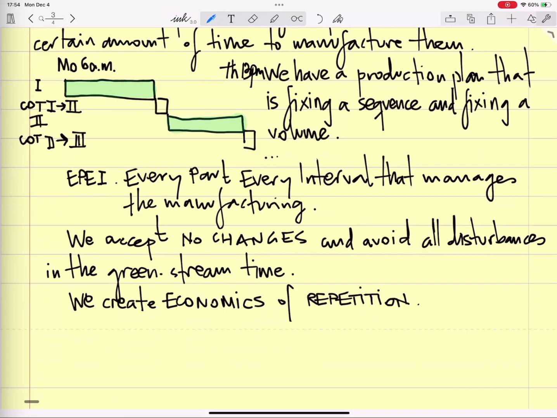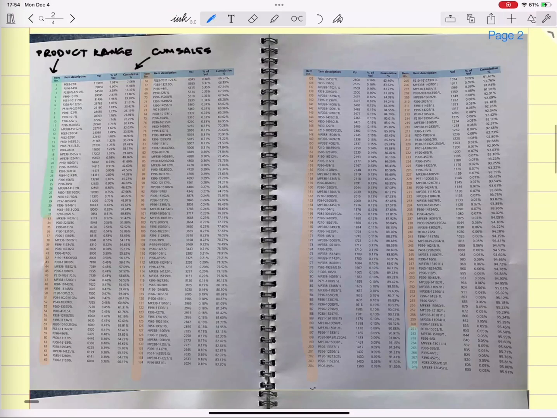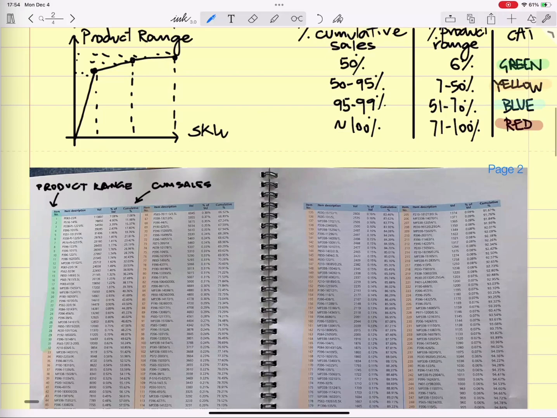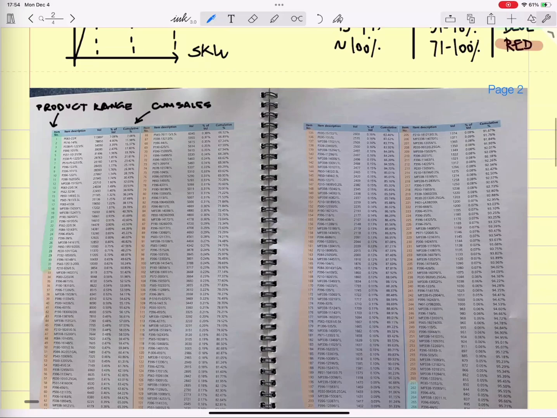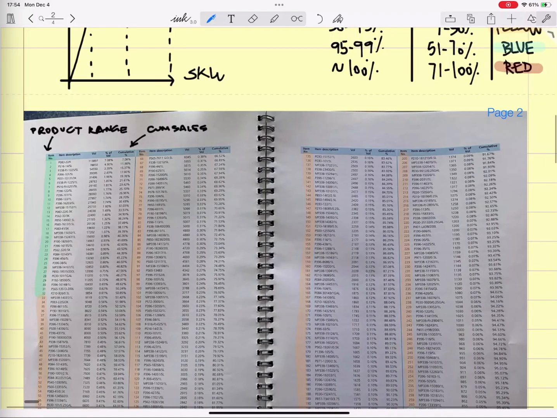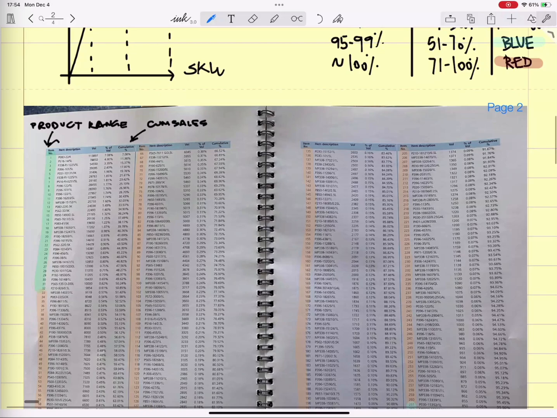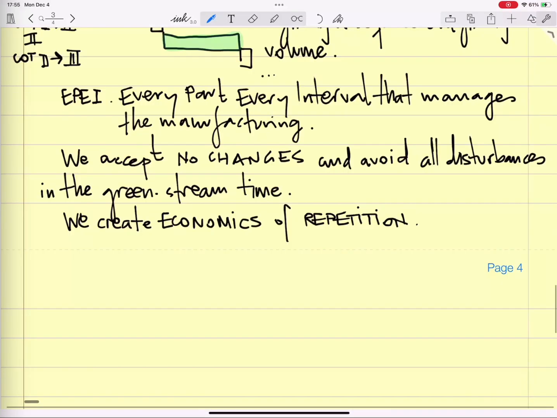So, remember we start with just a list of the products, okay? Just a list, and we know only the volume. So we have a strategy now for our green products, right? So here we have a strategy. Let's say we look at the yellow now. Yellow value stream.